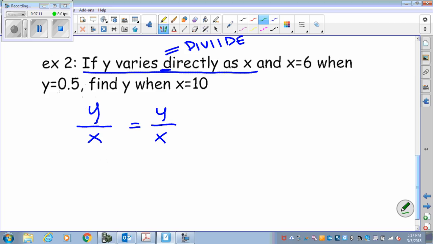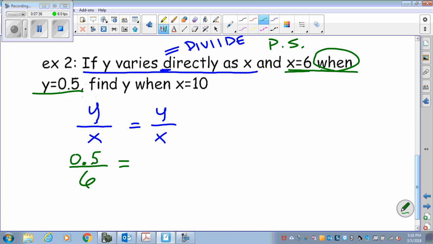And then you substitute. All right, so I've got my proportion, and then I substitute. So let's see what I've got. X equals 6 when it's connected. This is our connector. Y is 0.5. So now I'm going to substitute. If y is 0.5, x will be 6, right? Those go together.